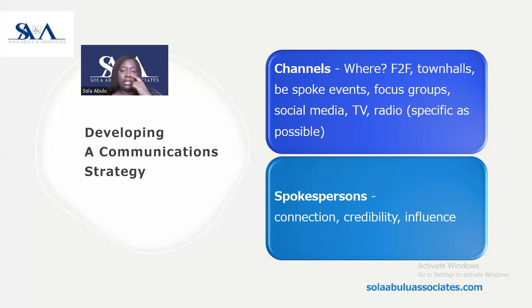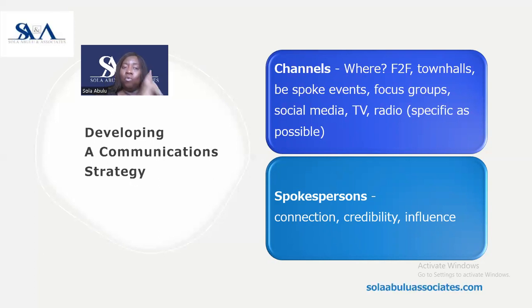So the next thing again is about your spokesperson. And by the way, like I said, this applies to any context you find yourself in, even if it's a political setting or a public sector setting, and you have a public policy issue, a citizen engagement or advocacy issue, you can apply these channels as well.